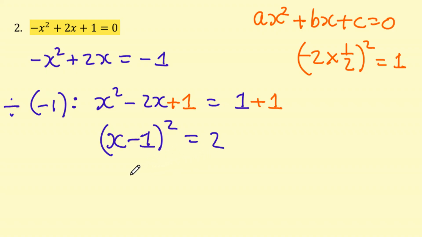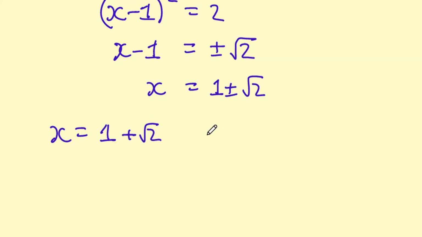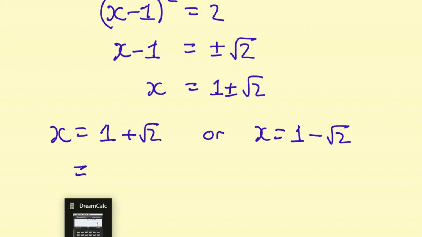Now we isolate x. We can get rid of the square here by taking the square root on the right-hand side. We want to isolate x, so we can move the negative 1 here to the right-hand side. And we find that x equals 1 plus the square root of 2, or x equals 1 minus the square root of 2. So let's do this on a calculator.